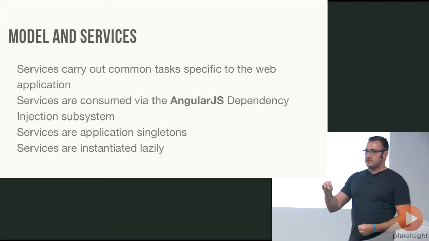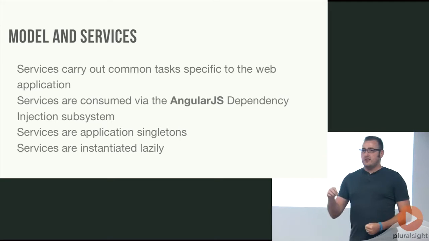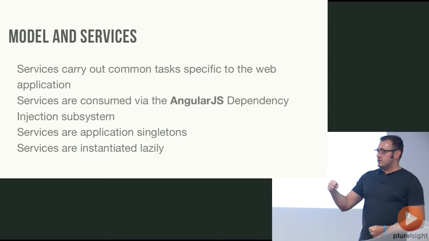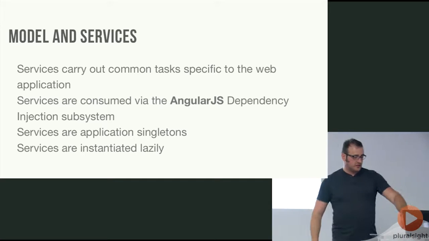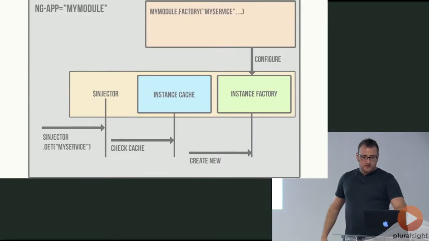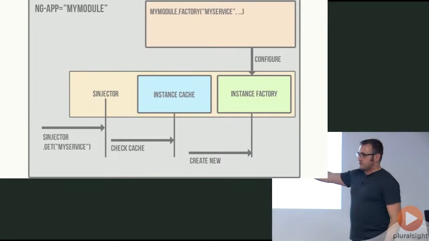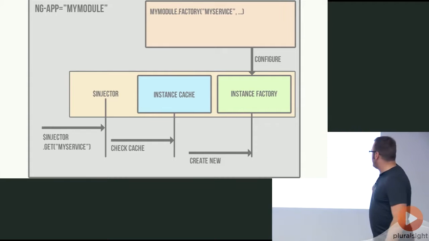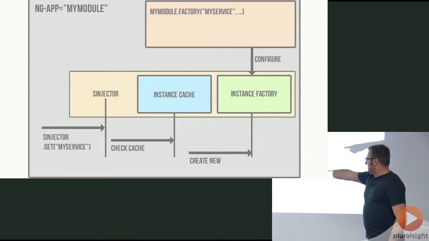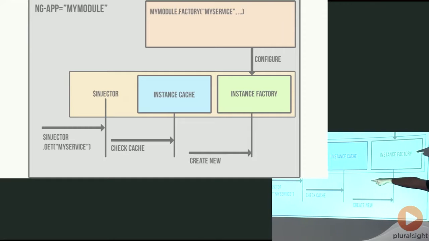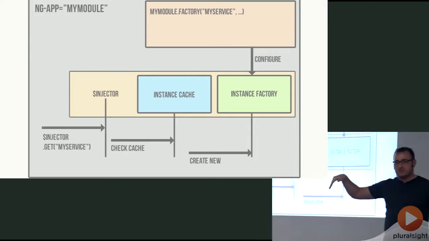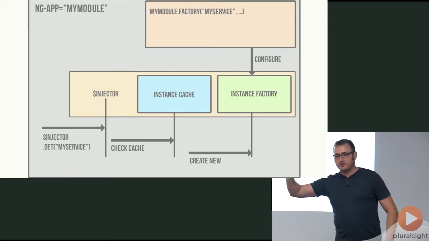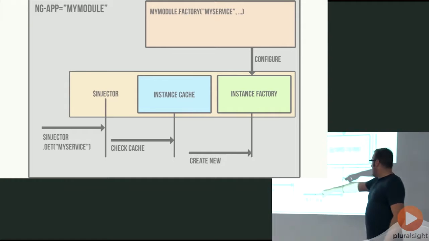They're also instantiated lazily. What happens is that factory function goes into basically the provider cache, or here, I'll just show you an example. So it's actually the instance factory. So your factory function goes in there, and then something says, hey, I need this service. And it will go and say, do I have a copy of this? Has it already been instantiated? If it has, that's what you get. If not, it'll create a new one.